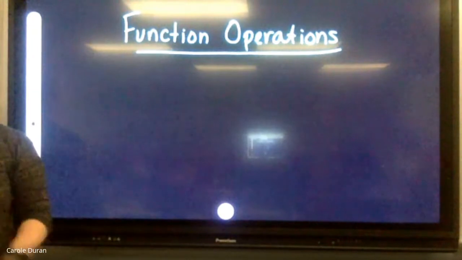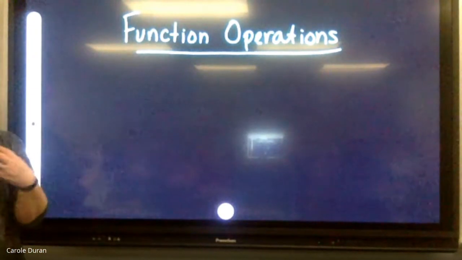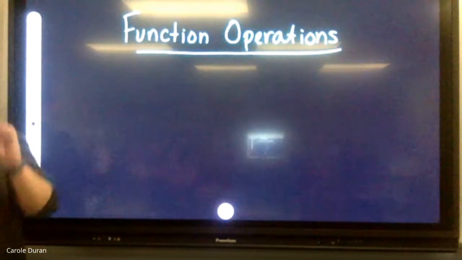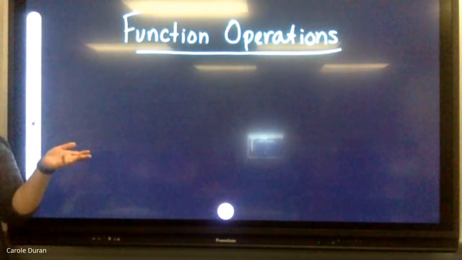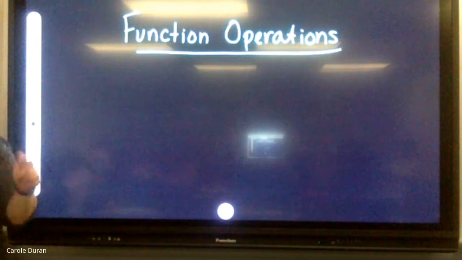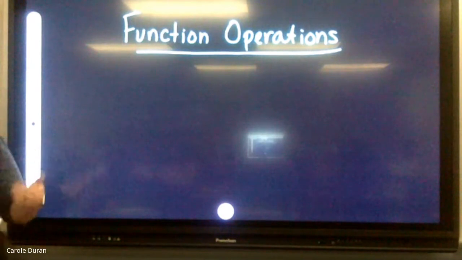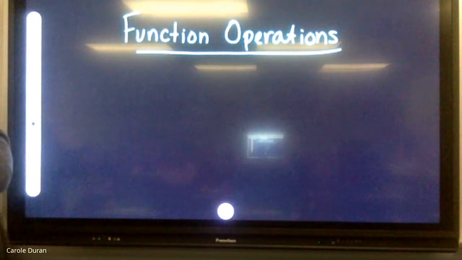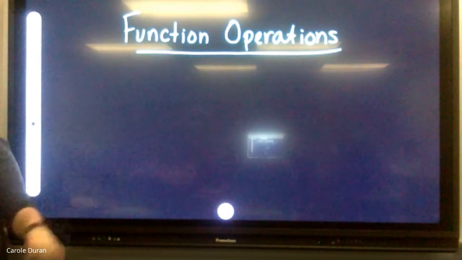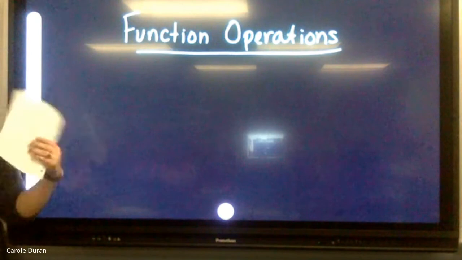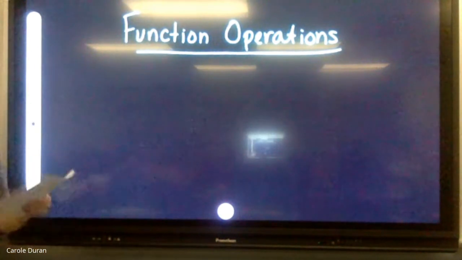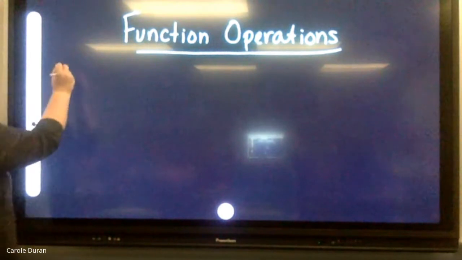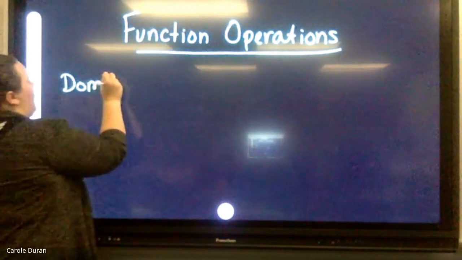Okay. Today I'm anticipating will be the first of 2 lessons. We're doing function operations. This includes addition, subtraction, multiplication, and division of different functions, as well as identifying their domain and domain restrictions. And then we're doing composition of functions as well. I'm anticipating today is just addition, subtraction, multiplication, and division. I'm trying not to overwhelm you. Before we get too far into this, we need to identify what domain is.